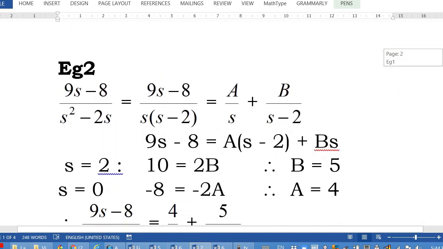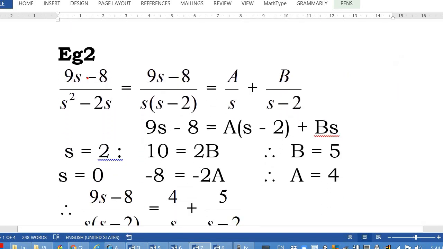Let's look at one more example for the linear term: (9s − 8) over (s² − 2s). Okay, we factor out s. So we have the first linear term, which is s. The second linear term is s − 2. So we break it to become A over s, and the second term, plus B over (s − 2).